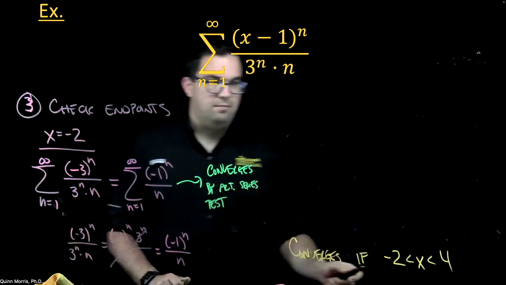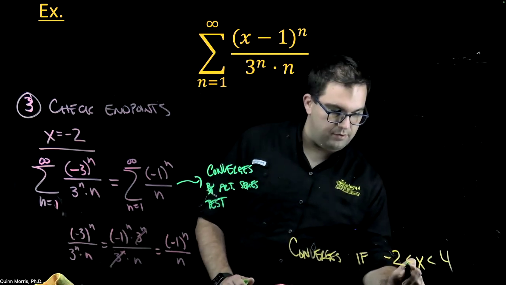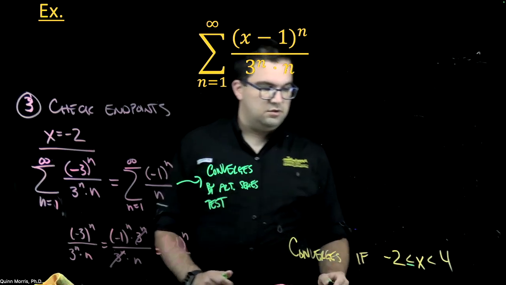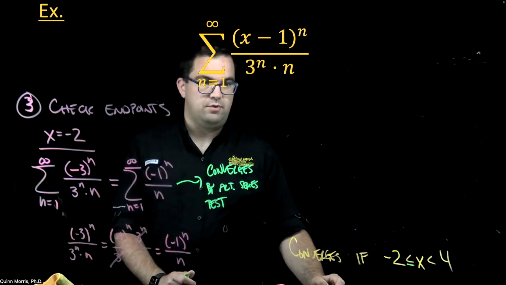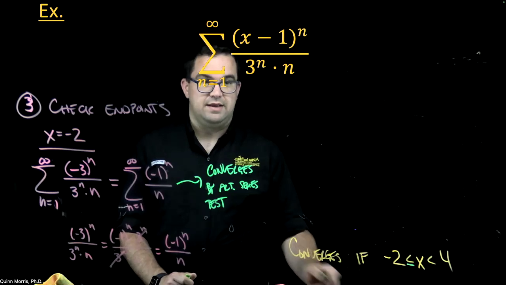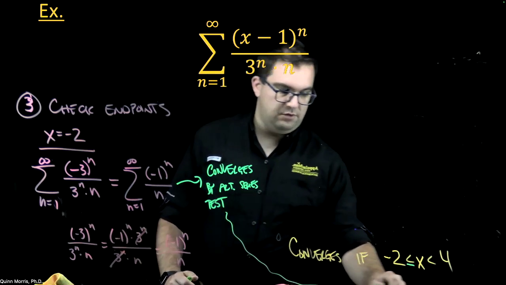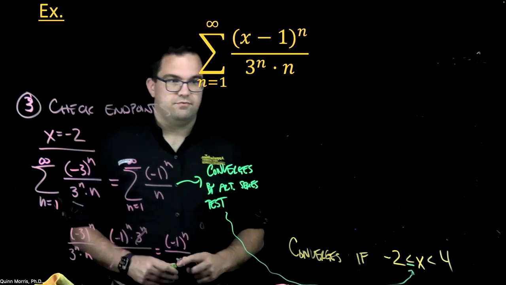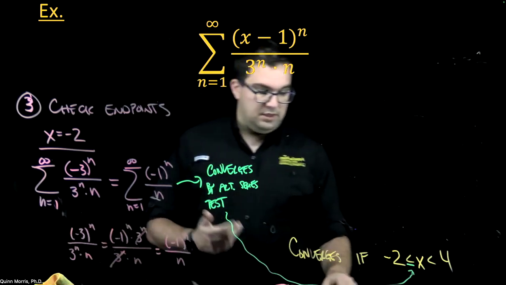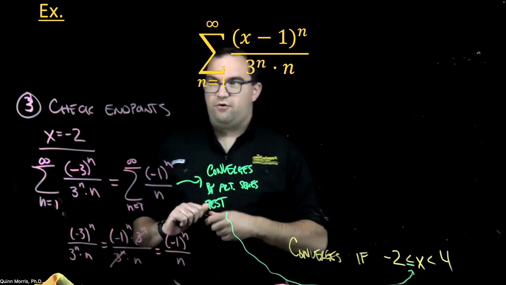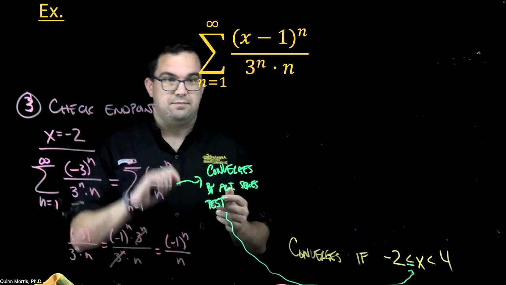Okay. So now I can come back over here and I can update this. I now know it converges not just when I'm greater than -2, but when I'm greater than or equal to -2. Okay, so that equal sign is coming from there. Okay. Now, let me also check what happens when x is equal to 4. I have 2 endpoints. I need to check both of them.